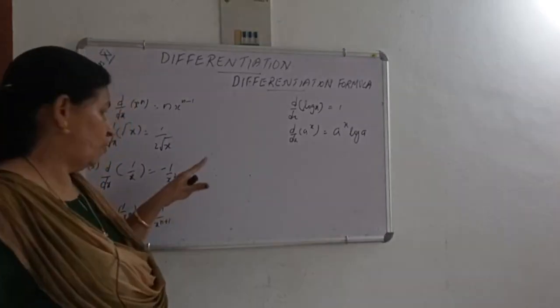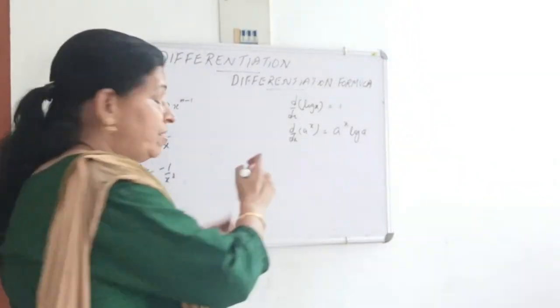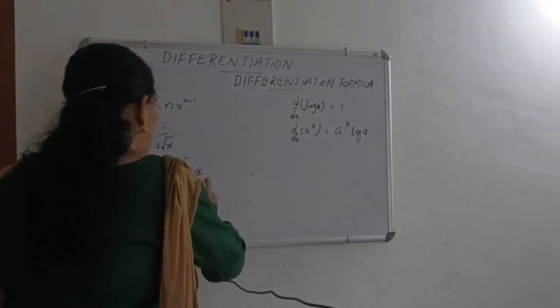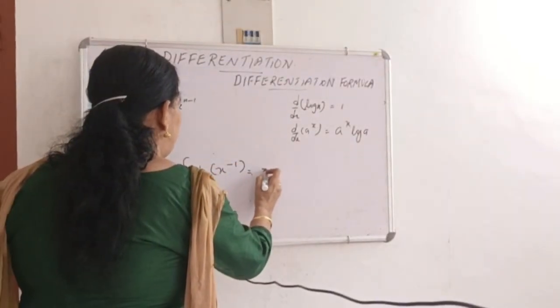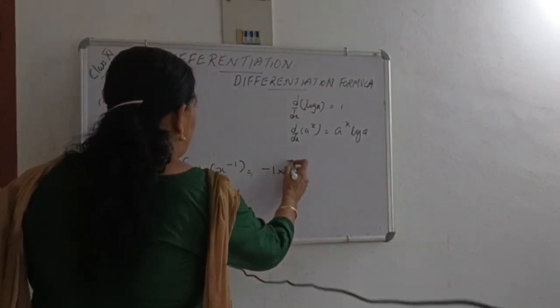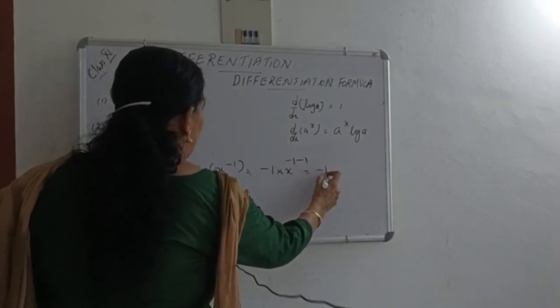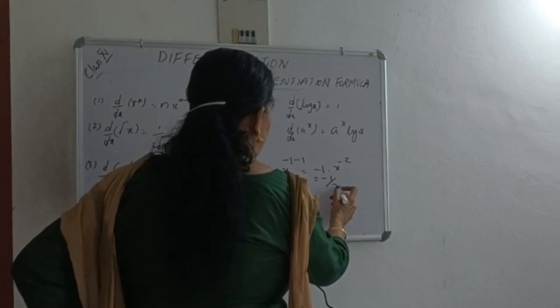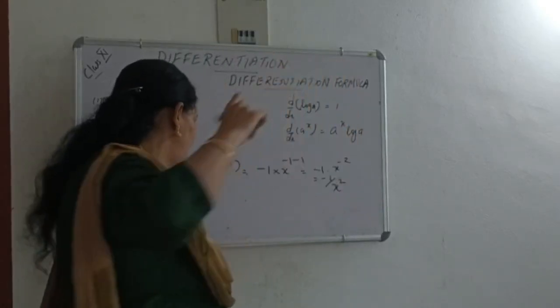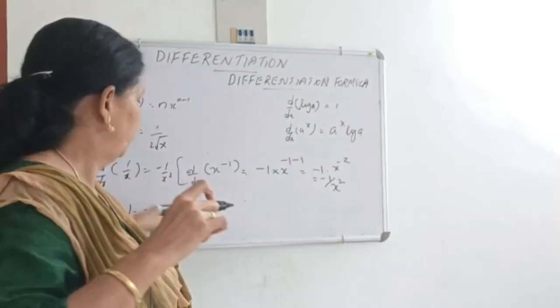d by dx of 1 by x. 1 by x means x raised to minus 1, so the derivative is minus 1 into x raised to minus 1 minus 1, that is minus 1 into x raised to minus 2, which is minus 1 by x square.